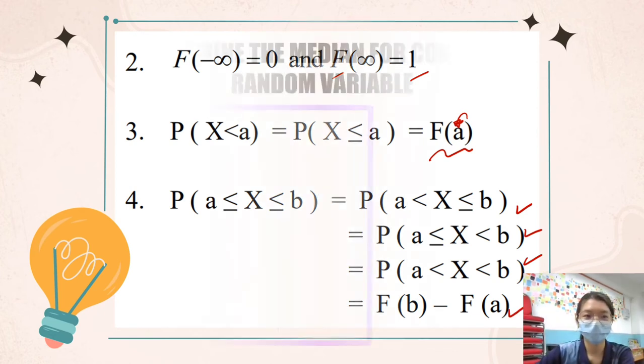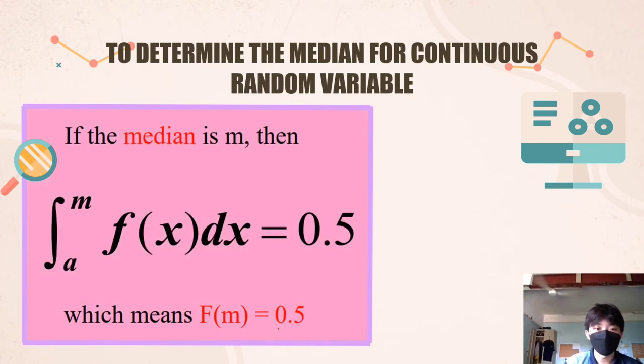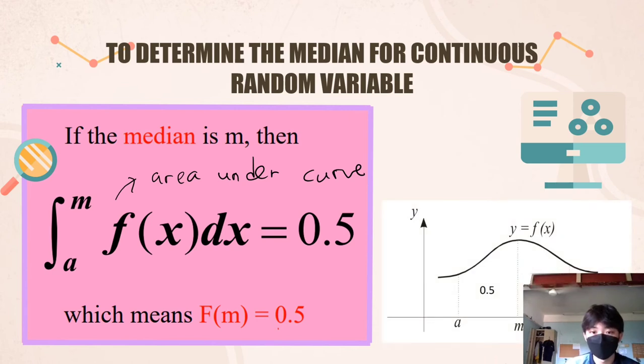To determine the median of a continuous random variable, if the median is m, we have two methods to solve the equation. The first method is to find the area under the curve by using the integral of f(x) dx from a to m equal to 0.5, just like the picture shown on the right-hand side, where the m value exists as the limit for a certain interval. For the second method, we can find the value of m by using F(m) equal to 0.5, where F is the cumulative distribution function.